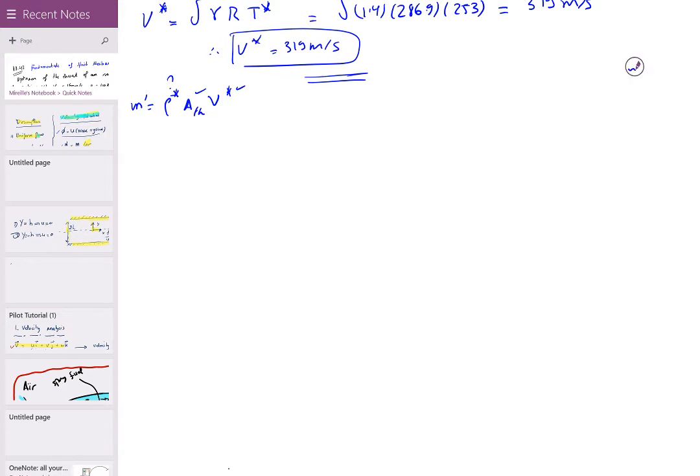Density critical from the state equation equals pressure critical over R, that's a constant, T critical. I have my T, I have R, I need to find P. P naught can be found from P1. Again, same principle.